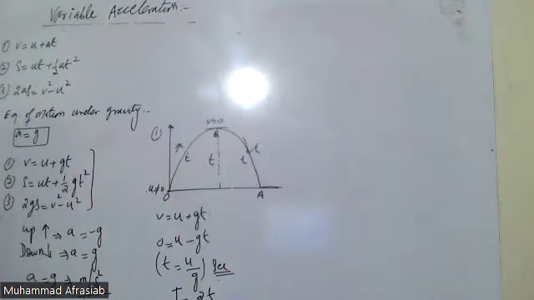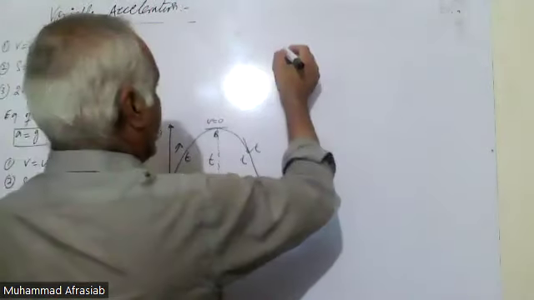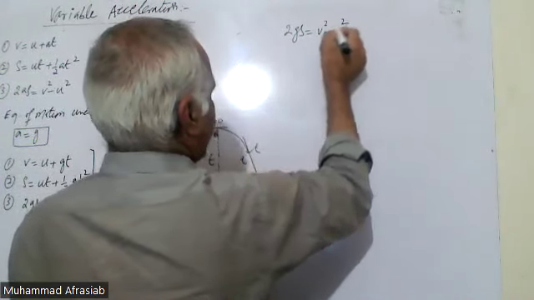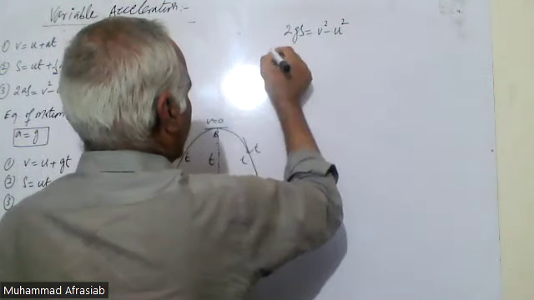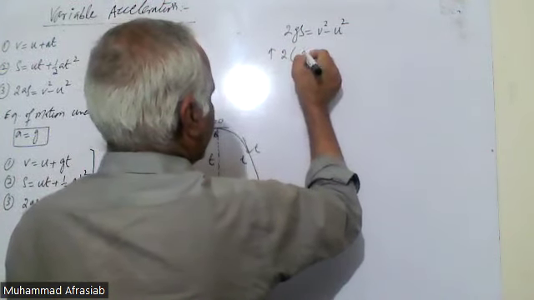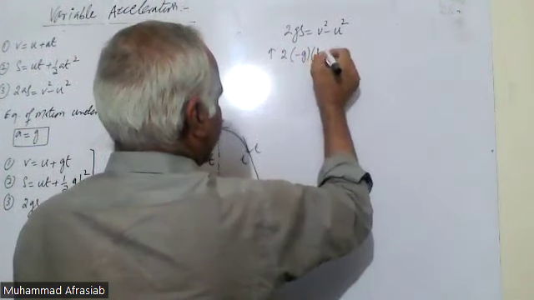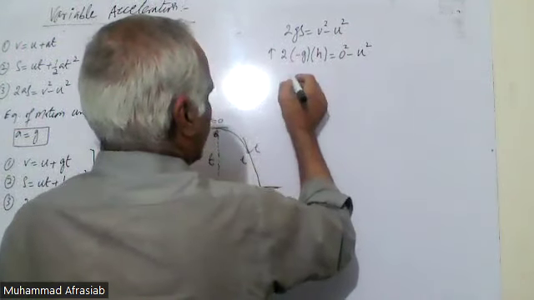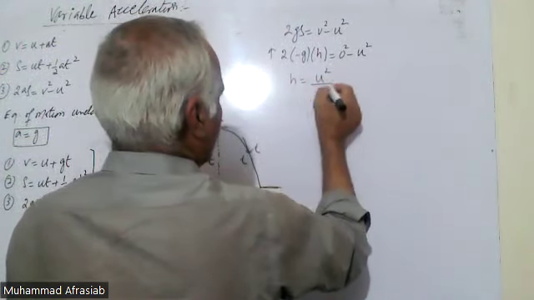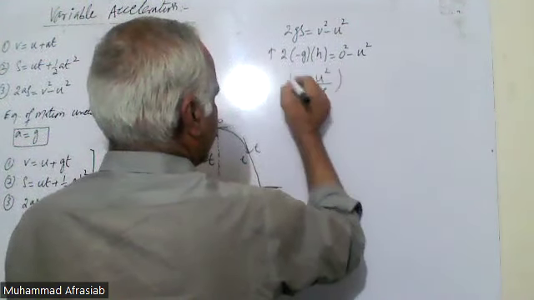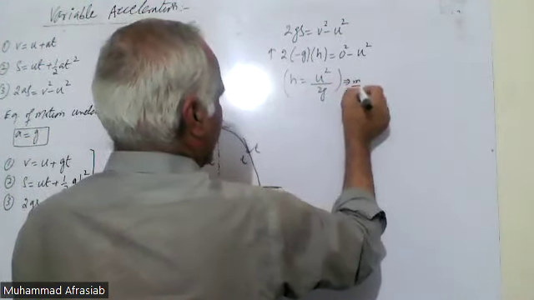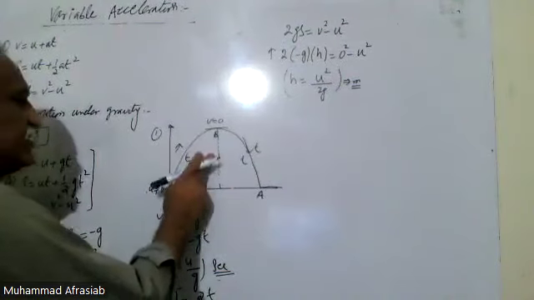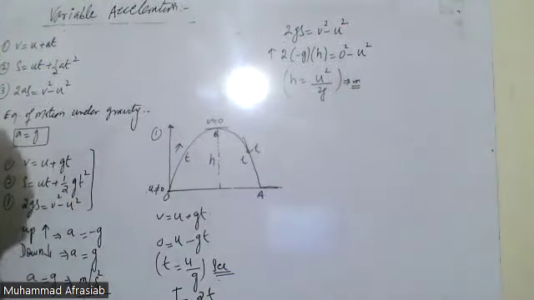Then for the total distance traveled by that particle, we can use the equation of motion 2gs = v² − u². Because it is moving upward, g is minus, and s is, let's say, height h. v² is 0² minus u². So h = u²/2g, which is the height obtained by that particle in moving upward.